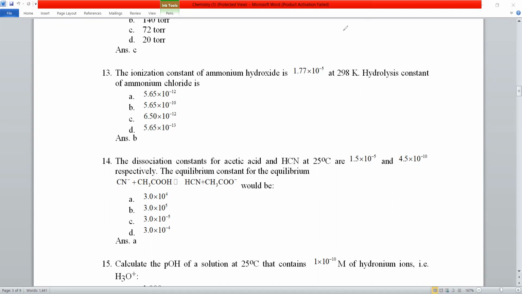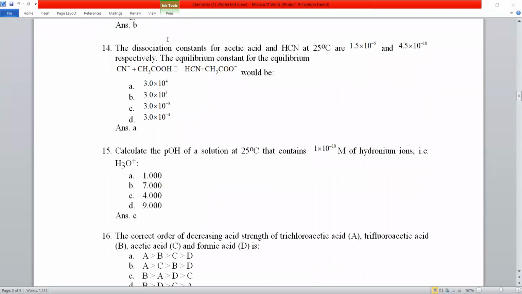Next, question number 14. The dissociation constant for acetic acid is given. Acetic acid, we know, CH3COOH dissociates to CH3COO- plus H+. So this dissociation constant Ka is how much? 1.5 × 10^-5.